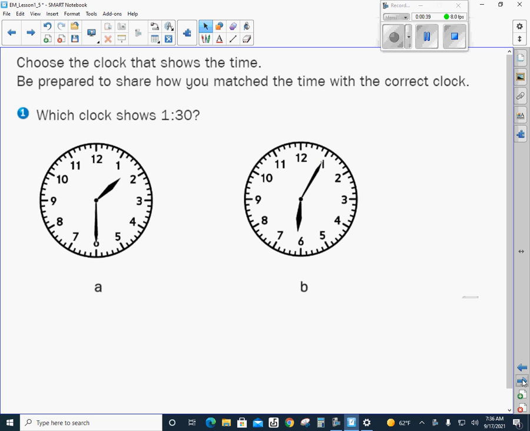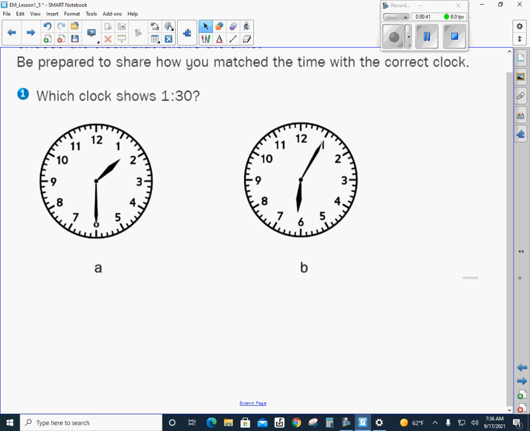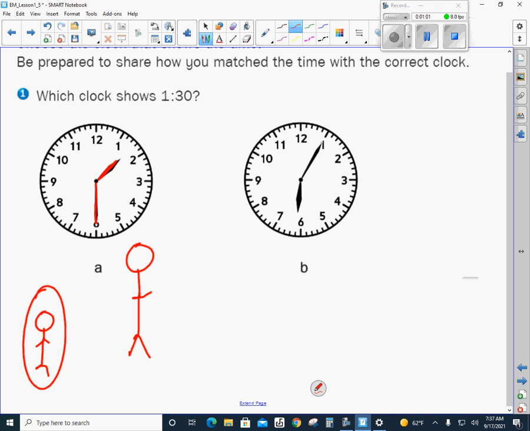Okay, now in a previous lesson, we looked at a clock the other day and we remembered that there was a longhand and a shorthand. And so we talked about how to remember that. When you were born, you started out little, right? And then you got big. So look at the little hand first. That little hand is going to tell you the hour.